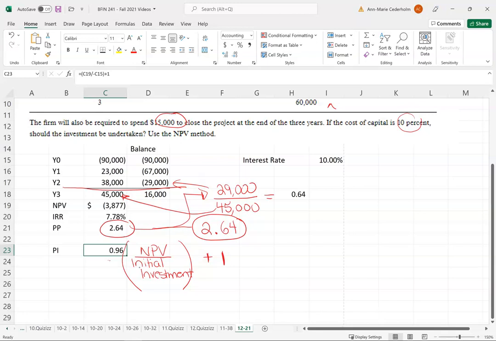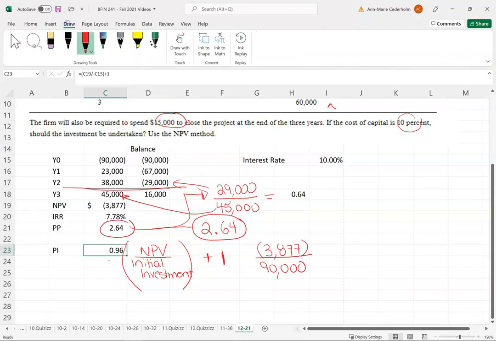So I'll just write out the formula or the numbers that I used for the profitability index. So I took the minus 3877 of the NPV, and I divided that by the 90,000. So again, I just don't want to put negative 90,000. I just want the absolute value of the investment. But this NPV has to be either positive or negative, because that's what's going to make this less than 1. And then once you get that answer, you just add 1 to it. And then that gives me the 0.96.